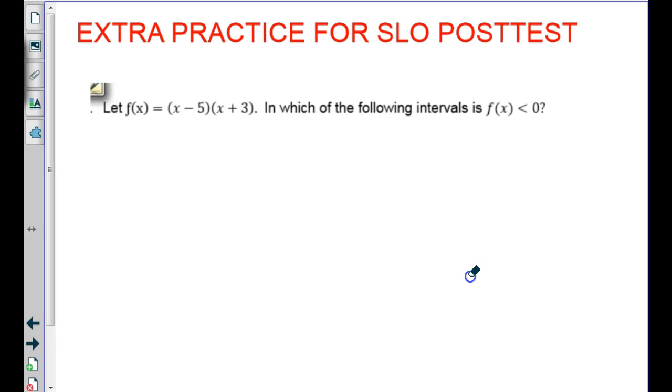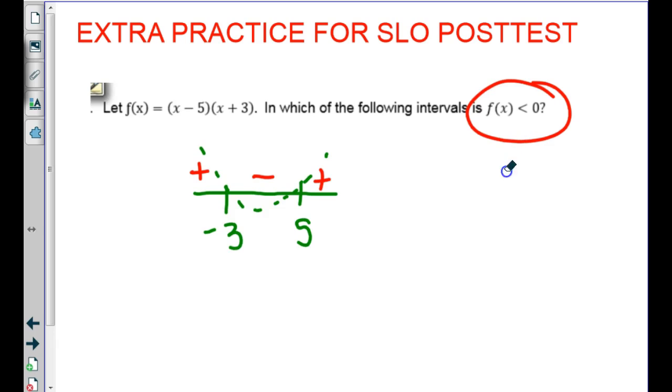Okay, here's some extra practice. I'm going to keep recording because you don't have these, so this will be your only chance. I'll put the slides in if you want to look at these. If it wants to know where this is less than 0, what are we looking for? Okay, critical values would be -3 and 5, right? If we graphed it, it would be a parabola opening up. So where is it negative? Okay, and it's positive out here. So how do we write this? Less than 0.